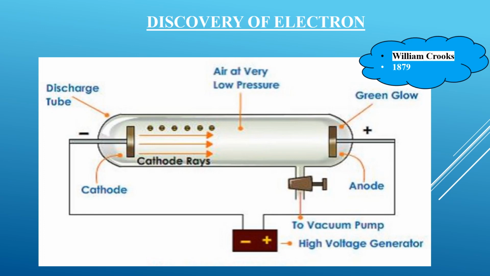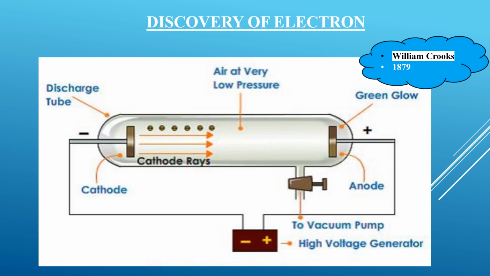When the high voltage generator was allowed to supply current to the metal electrodes, it was found that some rays were emitted from the cathode side and they started moving towards the anode side. Since the rays are moving towards the anode, which is positively charged, it is assumed that the particles of the ray must be negatively charged. That is why the particles of the rays are getting attracted towards the positively charged anode.